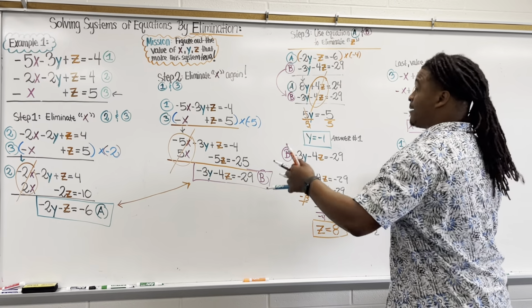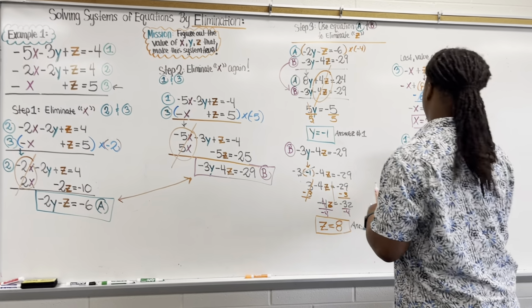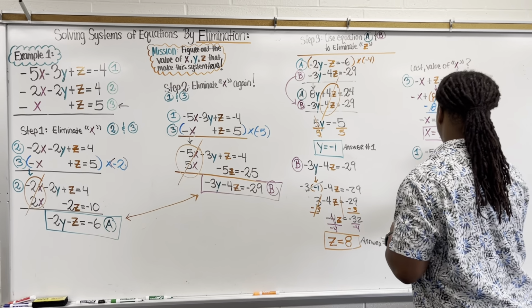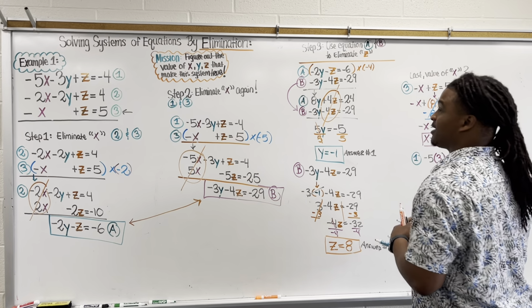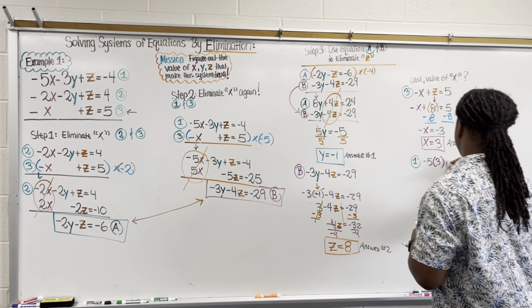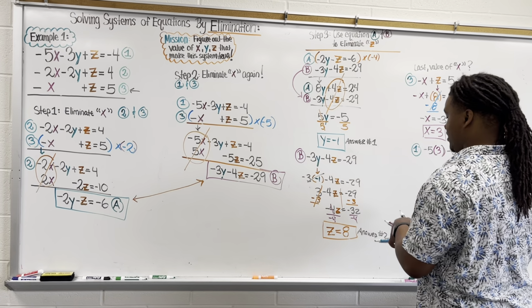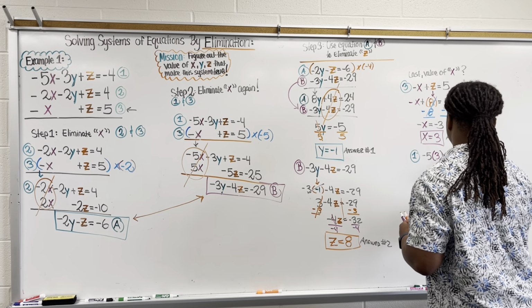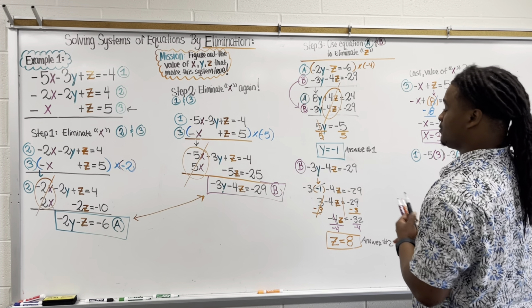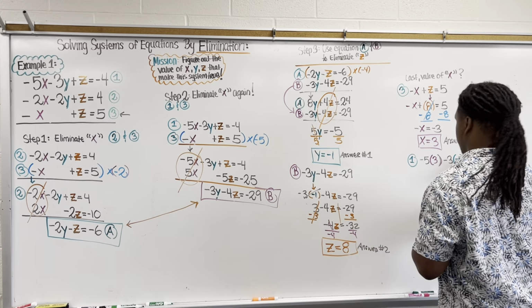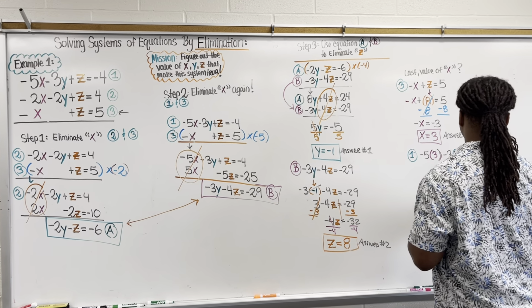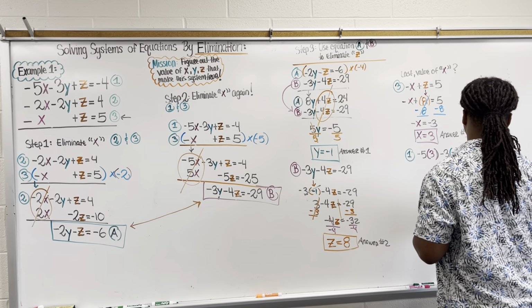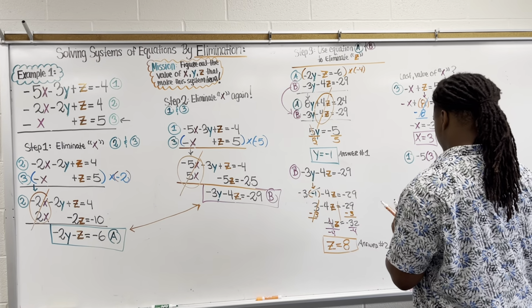And once again, in number 1, I'm going to plug in the values of the variables. So I have negative 5 times x. Remember, x is a positive 3. So I have negative 5 times a positive 3 minus 3 times y. Remember, y is negative 1. So that's negative 3 times negative 1 plus z. And remember, z is 8. And all of that has to equal negative 4. Okay, so we're going to see if it equals negative 4.